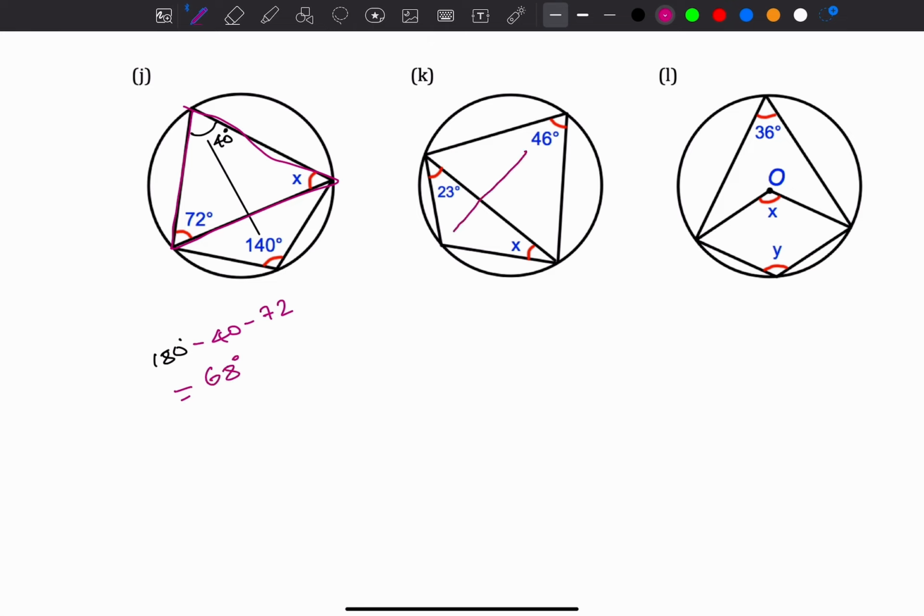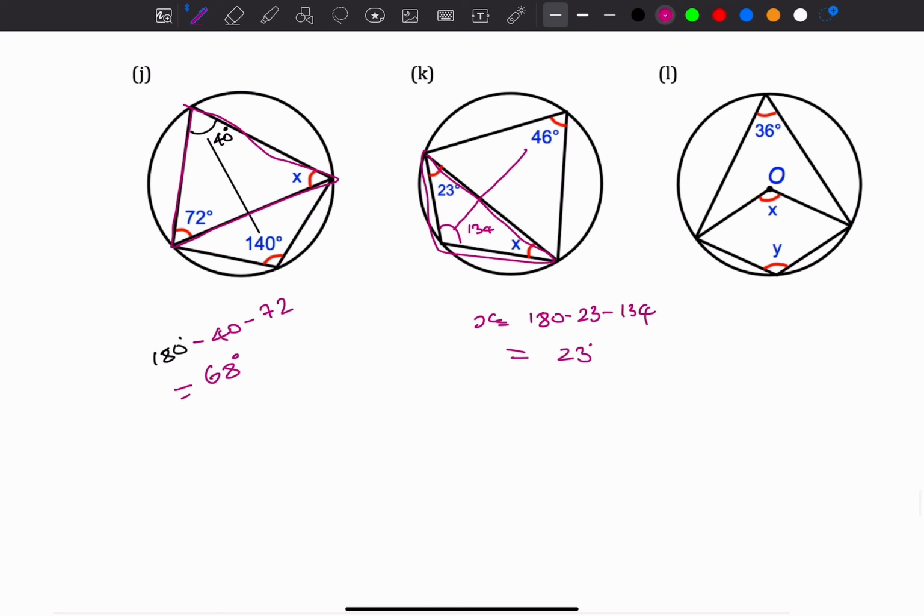Opposite angles in a cyclic quadrilateral add up to 180, so that's 180 minus 46, 134. And then x, because it's a triangle, can you see the triangle? There you go. 180 minus 23 minus 134. 23. Yeah. So that basically is an isosceles triangle then, 23, 23. Yeah, nice.